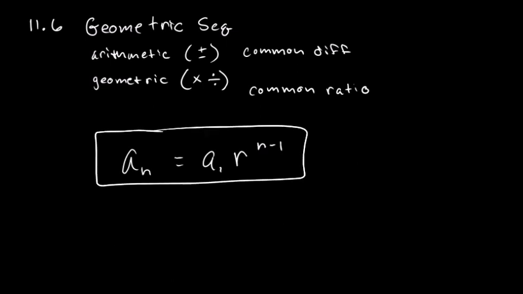So here is your general equation: a sub n equals a sub 1 times r to the n minus first power. So I need a couple pieces of information in order to write my rule. I do need to know my first term, and I also need to know my common ratio. So let's look at a couple of examples.